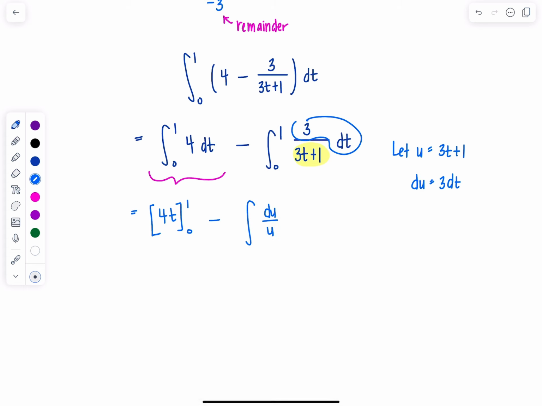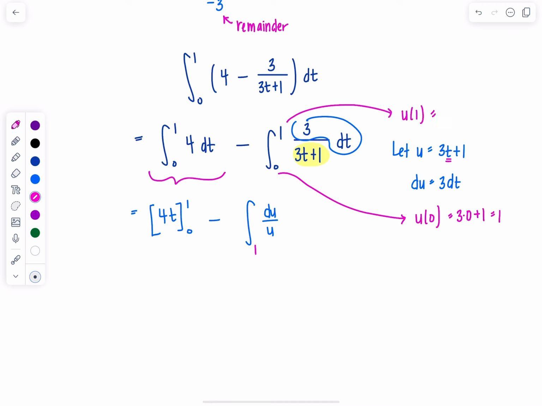And then we do need to switch our limits of integration. So 0, how do I figure out what it becomes? I plug it in for t. u of 0 would be 3 times 0 plus 1, so that's 1. So my new lower limit's 1. And then over here, u of 1 is 3 times 1 plus 1, which is 4. That's my new upper limit.